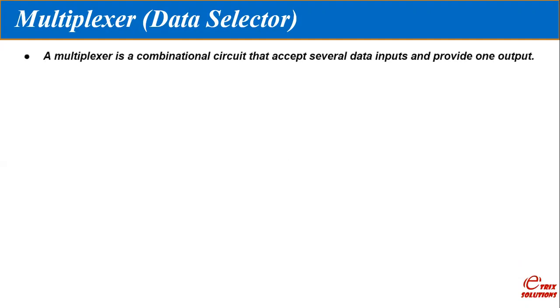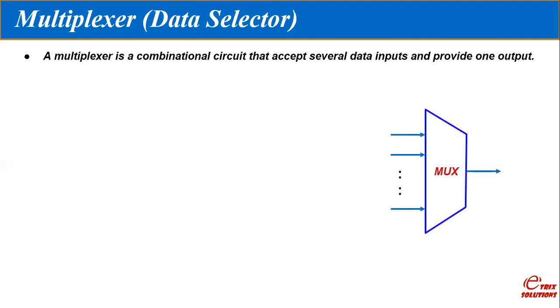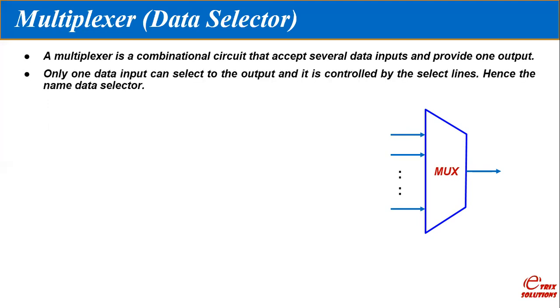A multiplexer is a combinational circuit that accepts several data inputs and provides one output. It is important to remember here that it is a combinational circuit. It accepts several data inputs and provides only a single output. Therefore, it is also known as a many to one digital circuit. Out of these many data inputs, only one data line can be connected to the output, and it is controlled by the selection line. Therefore, this multiplexer is also known as the data selector.